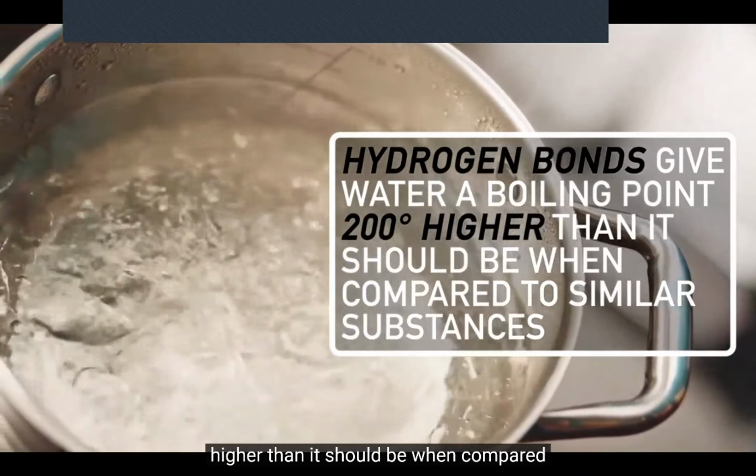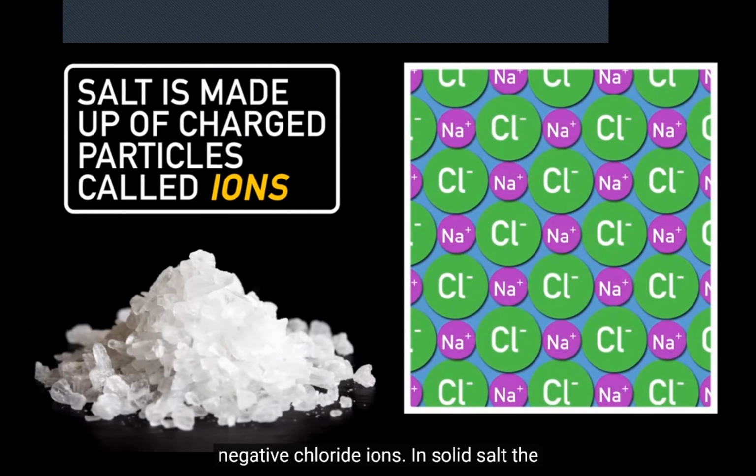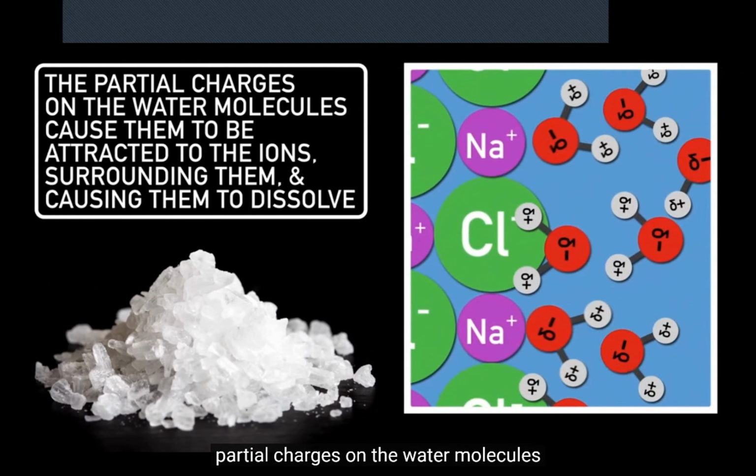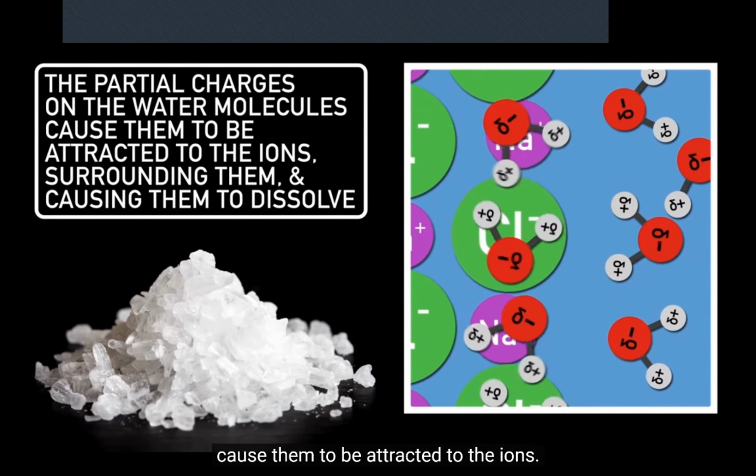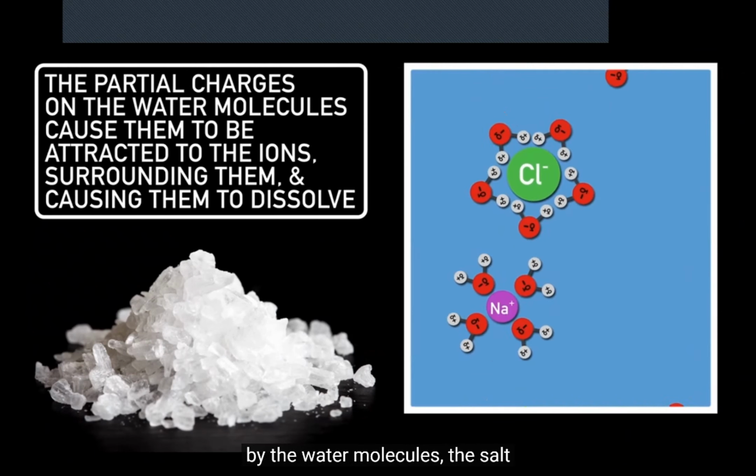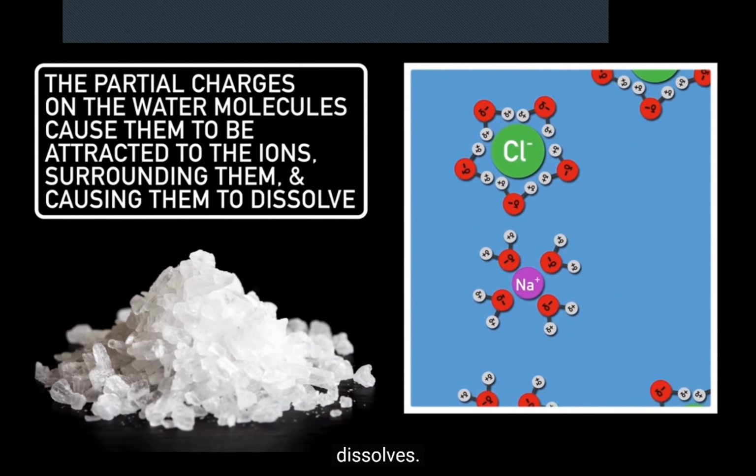The polar nature of water molecules is also the reason that some substances dissolve in water while others don't. Take salt and oil, for example. Salt is made up of charged particles called ions. In this case, we have positive sodium ions and negative chloride ions. In solid salt, the ions are attracted to one another. The partial charges on the water molecules cause them to be attracted to the ions. When the ions are completely surrounded by the water molecules, the salt dissolves.